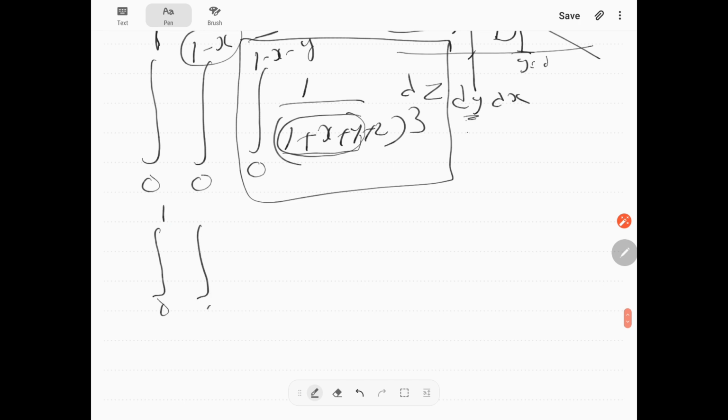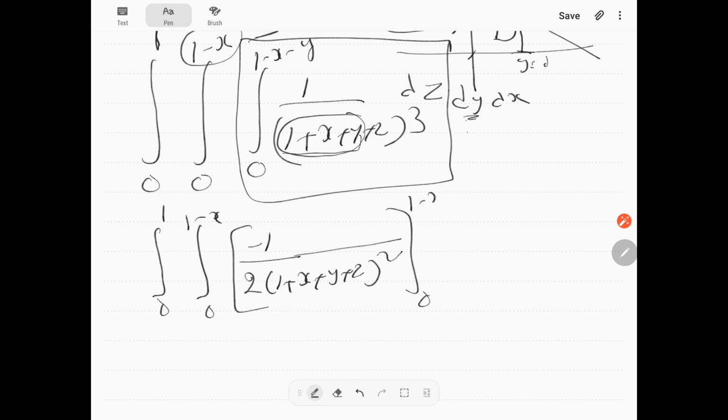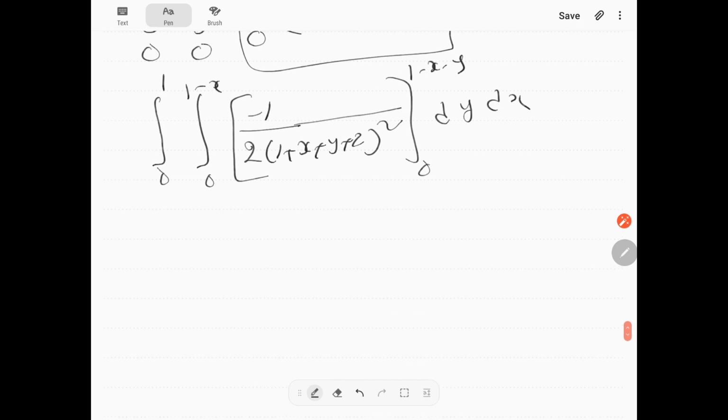Integral 0 to 1, 0 to 1 minus x. This is minus 1 by 2 times (1 plus x plus y plus z) whole square. For 1 by x cube, the integral is minus 1 by 2x square. And in between the limits 0 to 1 minus x minus y, I have to substitute the limits, because I did the integration with respect to z. In place of z, I need to substitute those limits, dy dx. Fine. Let us substitute the limits.